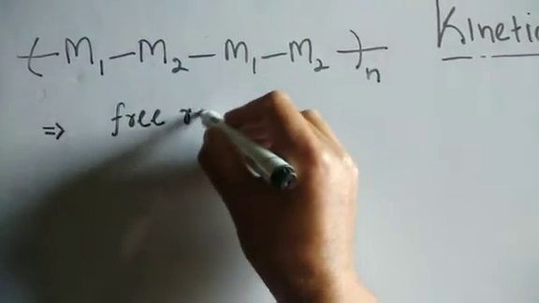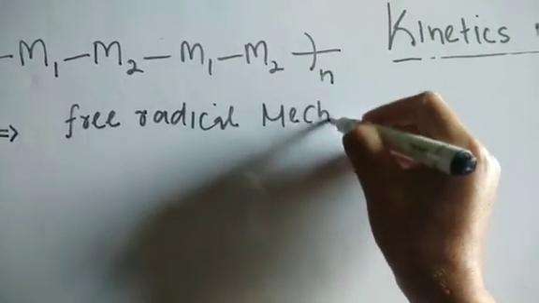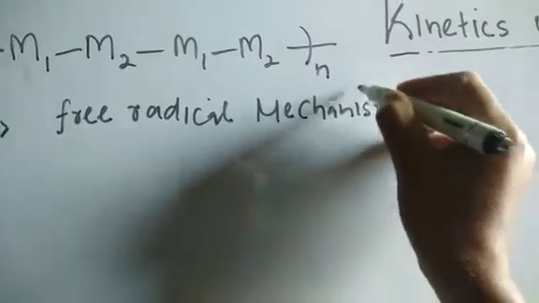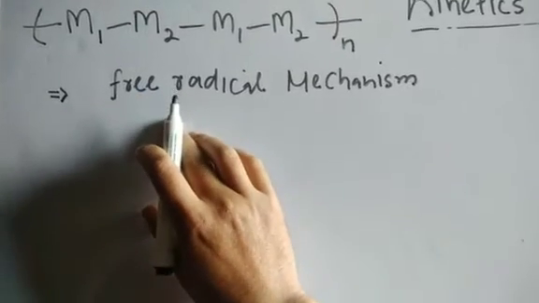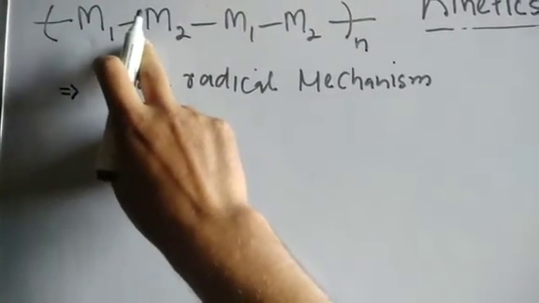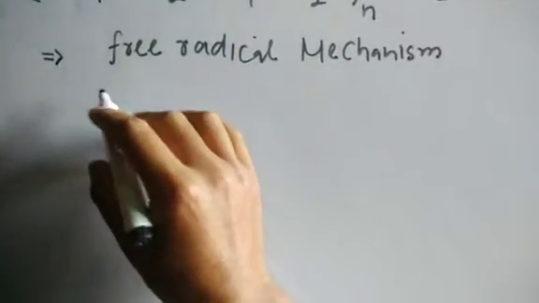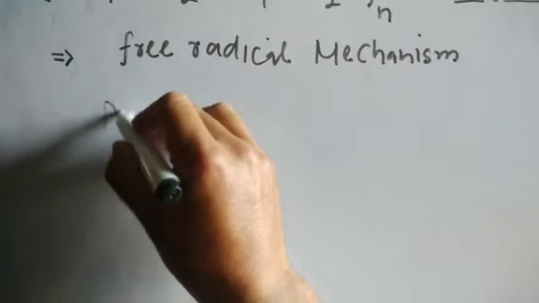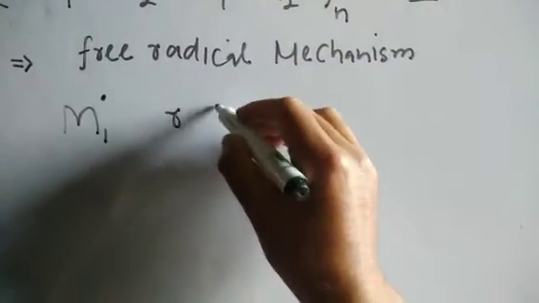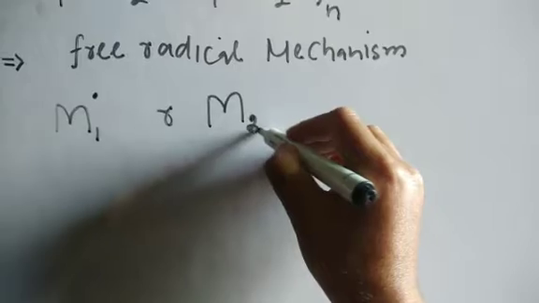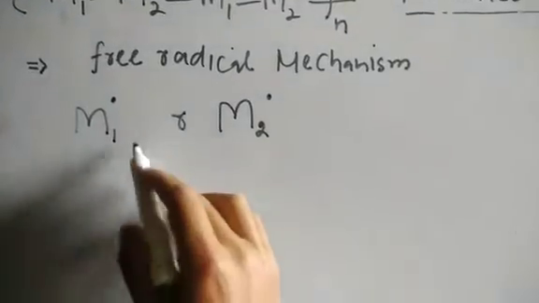Free radical mechanism. So that means we have initiation step here, we have propagation step, we have termination step. In the initiation step, we have generation of free radicals, and the initiators are monomers with active sites. So in the initiation step, we have formation of radicals like this one and M2, are molecules which have active sites, then which can participate in the propagation step.